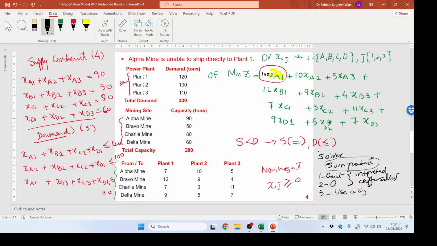So we are telling the solver that the cost of transportation from alpha to plant 1 is 100, in the unit of $1,000 per ton. So when we are assigning it a big number, the solver will automatically avoid this route. So this is the way to handle this type of problem. Let's also have a look at the Excel sheet of this problem.